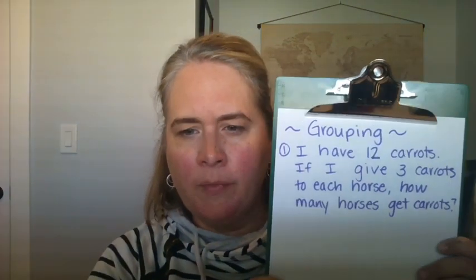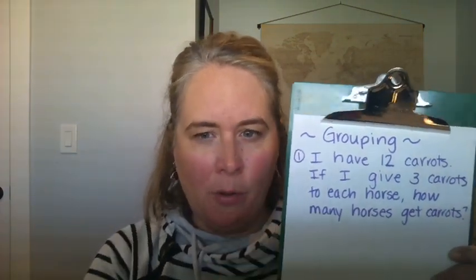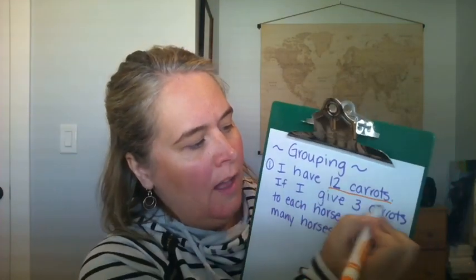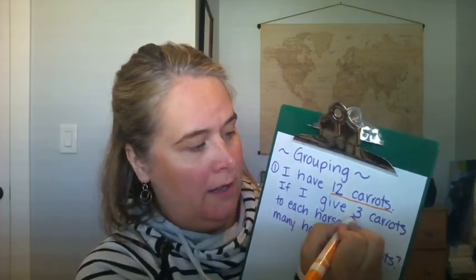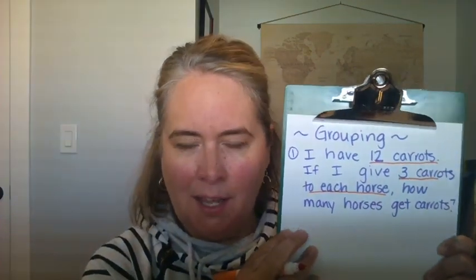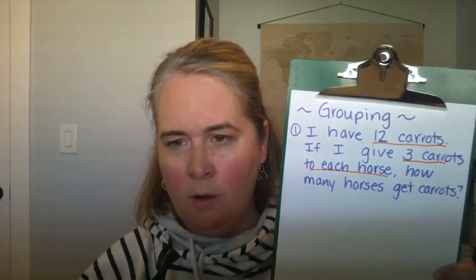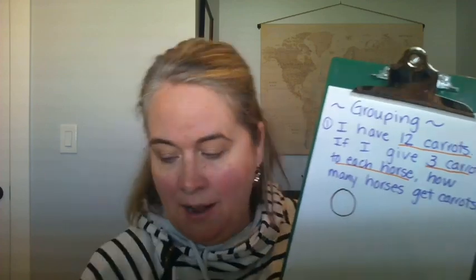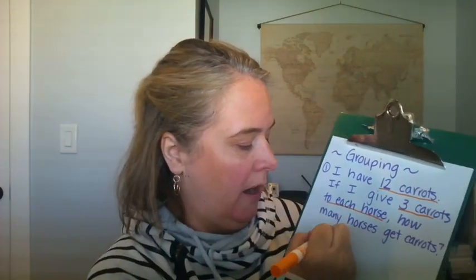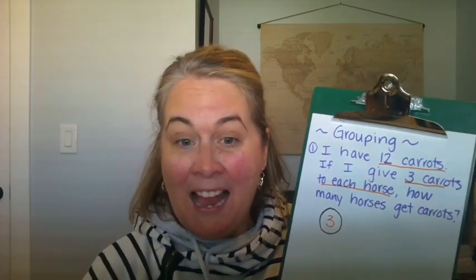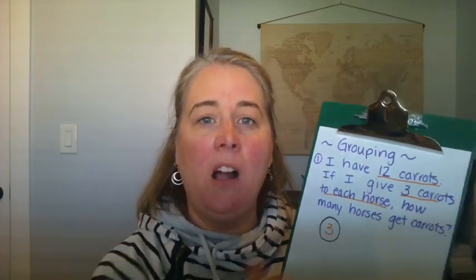Let's go ahead now and look at a grouping problem. Here's a grouping problem using whole numbers. If I have 12 carrots, and I'm going to give 3 carrots to each horse, how many horses get carrots? So I know that if I have 1 horse, I can give them 3 carrots. But I have 12 carrots to give away, so I have to keep going with that until I give away all of my carrots.